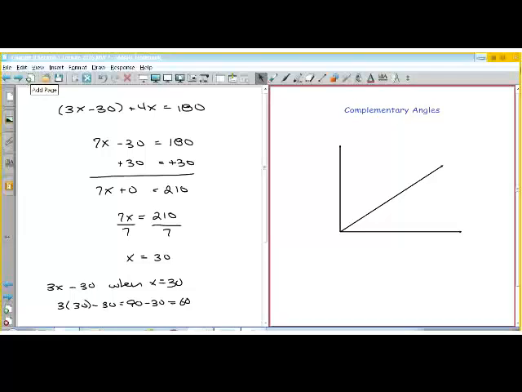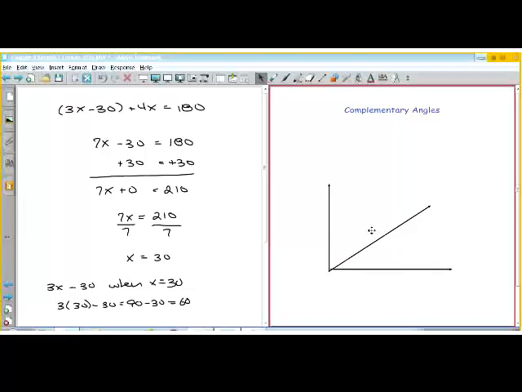Okay, the other kind of angles are complementary angles. Let me move this down out of the way. So we'll write the definition out. Complementary angles are two angles whose sum is 90 degrees.